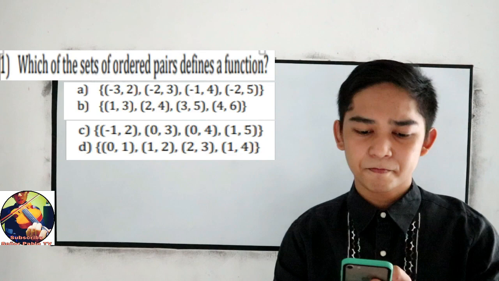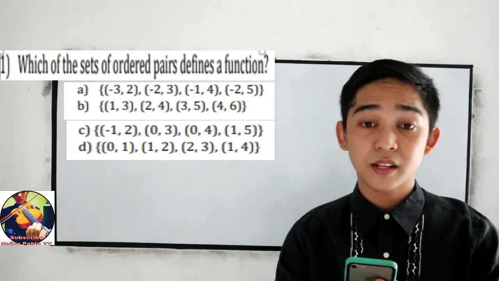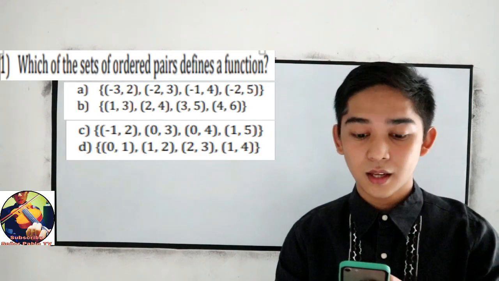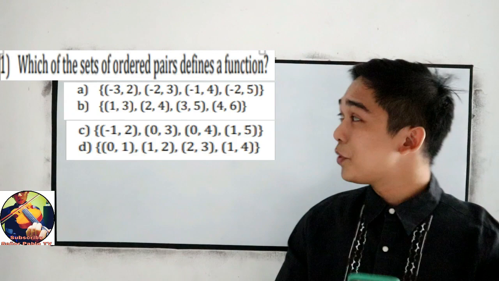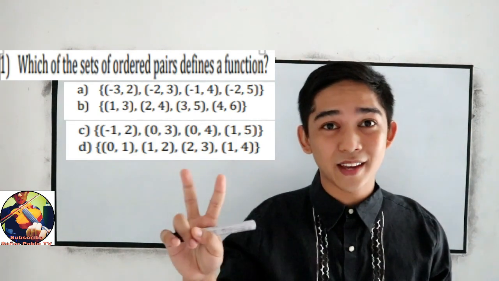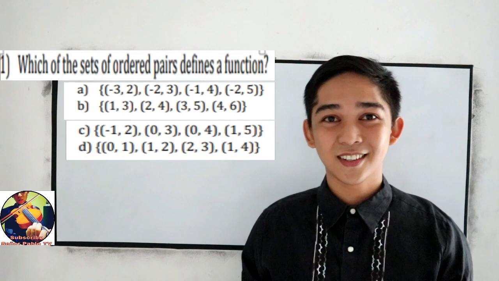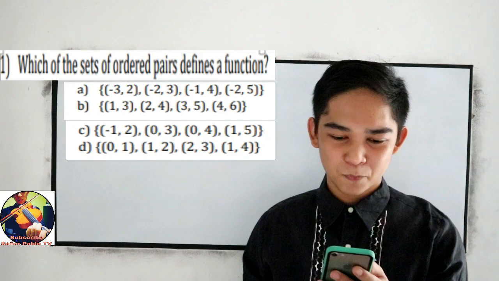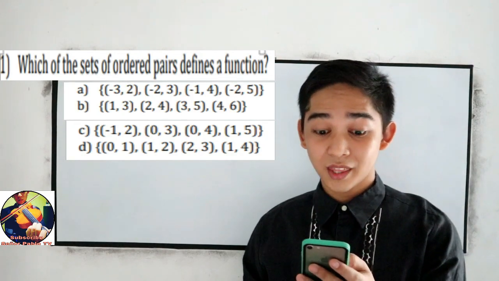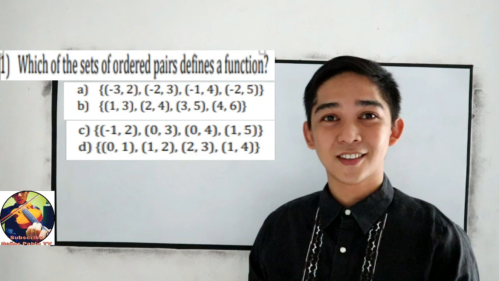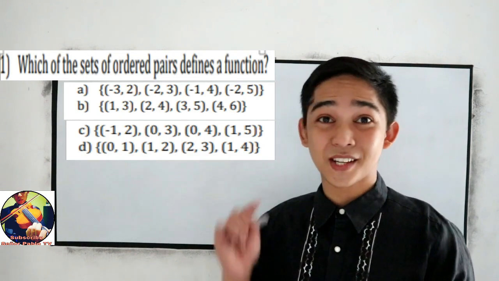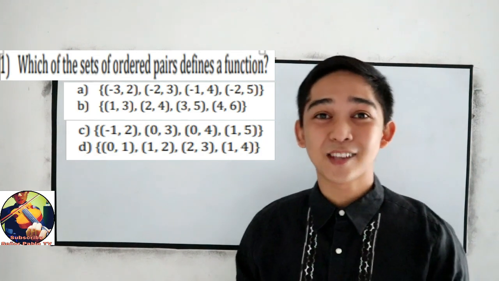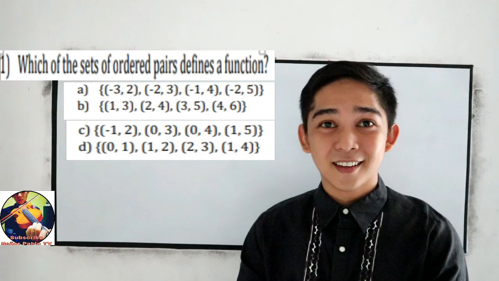For letter A, the x coordinates are -3, -2, -1, and -2. We notice that -2 is repeated twice. So, letter A is wrong. How about letter B? 1, 2, 3, and 4. So, letter B is our answer because our x coordinate does not repeat.